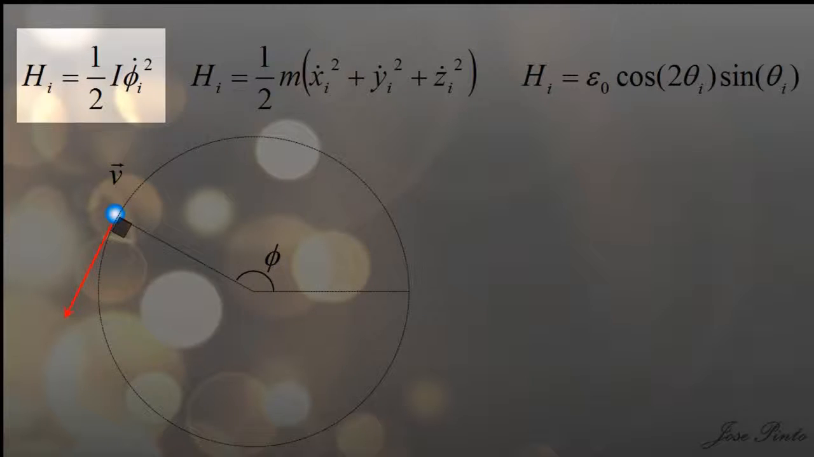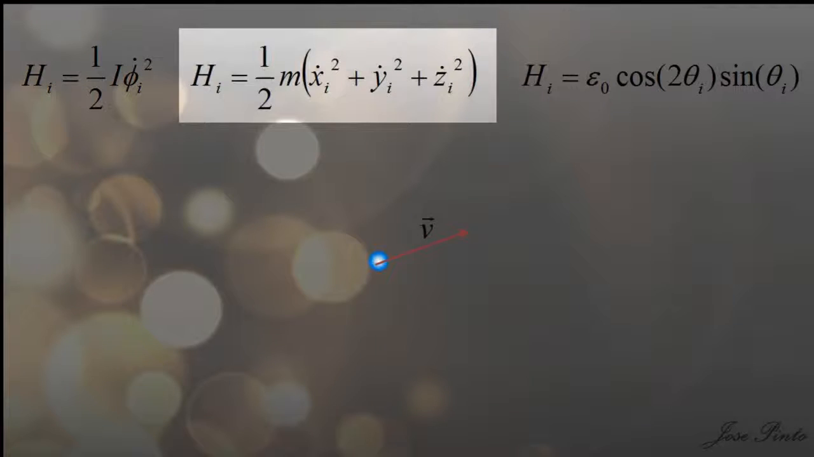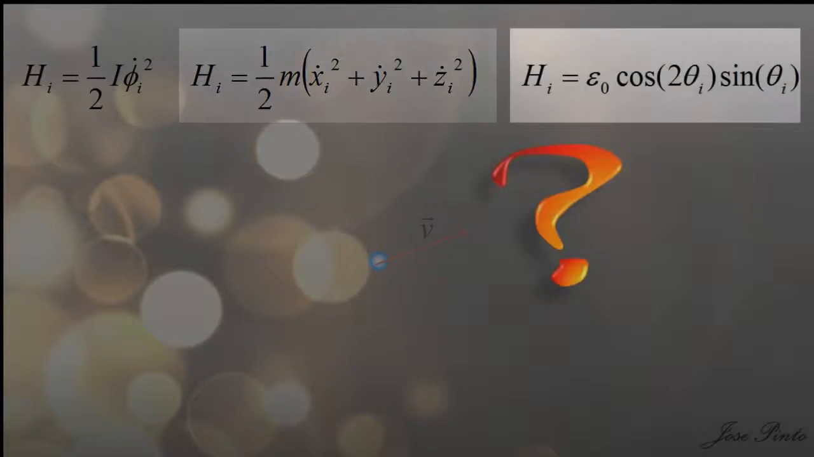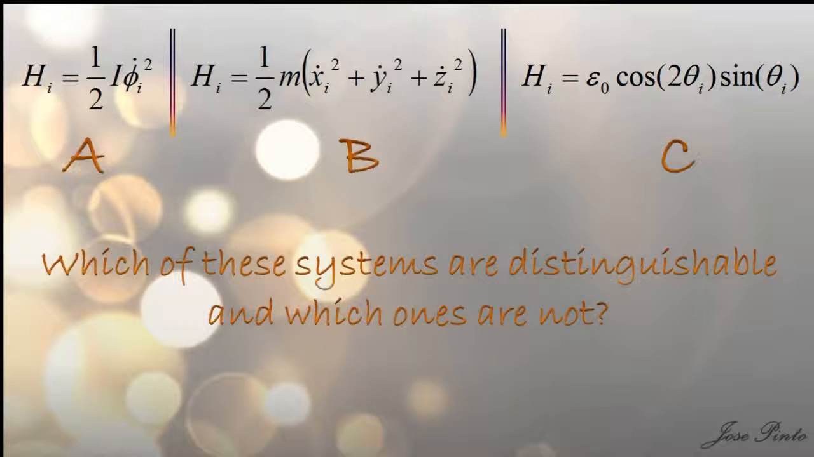It doesn't matter. The next one is just a particle free to move, no interactions between the particles. I think you can see that easily. And the next one, I have no idea. I just made it up. And the question is, which of these systems are distinguishable and which ones are not? Pause the video and write your answer on a piece of paper.